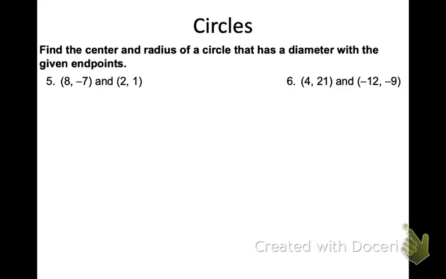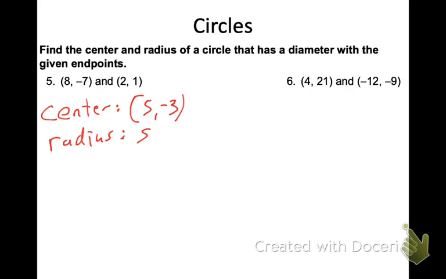All right, so let's go through these here. First one, number 5. I want to find the center. Mallory, where's the center going to be located at? 5 and -3. And what about the radius then? Grayson. Yeah, my radius is 5 units. Awesome. And then number 6.